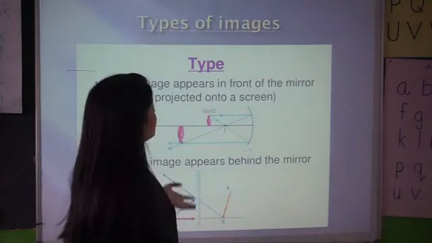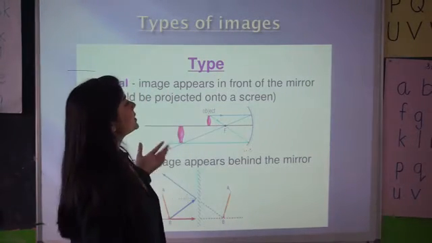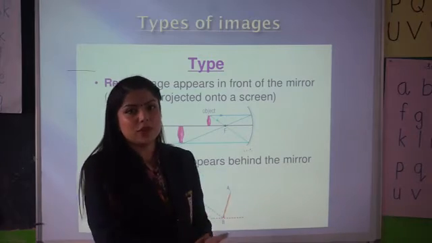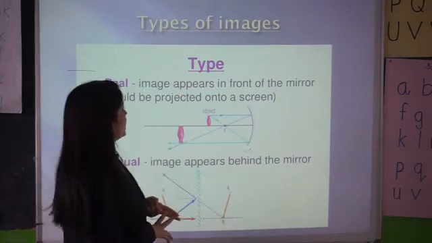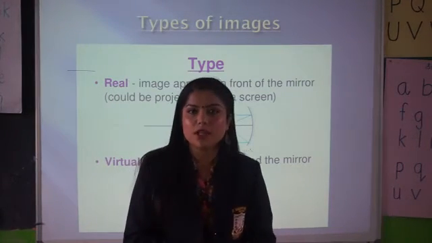There are different types of images. Whenever light creates an image, there will be different types of images. There are mainly two types, that is real image and virtual image. Now you might be wondering what are real and what are virtual images.